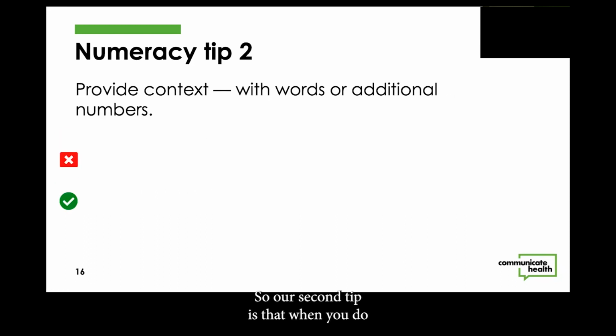So our second tip is that when you do use numbers in a health material, you need to provide context for those numbers to help people understand what the numbers mean. And that context can be words or more numbers, which might sound counterintuitive, but I will explain why in a minute. So context in the form of words might be something like, every year more than 600,000 people die of heart disease in the United States. That makes heart disease the leading cause of death.